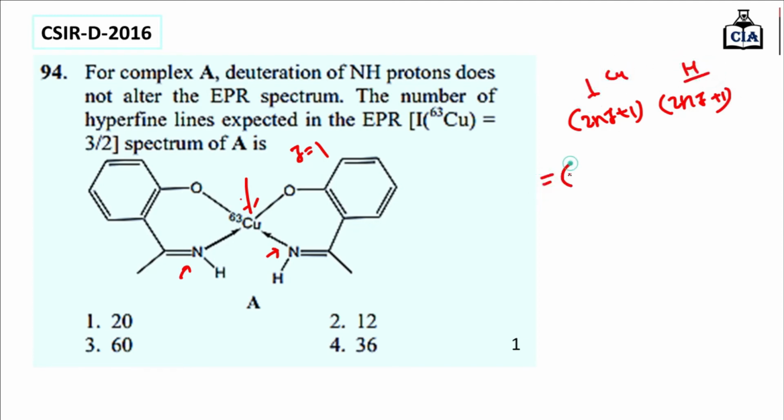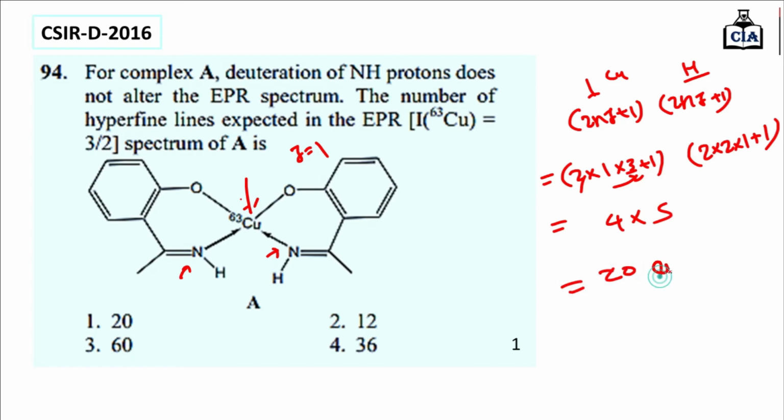So 2 into the total number of copper, 1. Okay, I value 3 by 2 plus 1 into 2 into the total number of nitrogen, 2. Okay, I value 1. Okay, plus 1. If you calculate this value, then it will be 3 plus 1 equal to 4 into 2 into 2, 4, plus 1 equal to 5. So 4 into 5 equal to 20. So a total of 20 lines will be observed. So the correct answer will be the first.